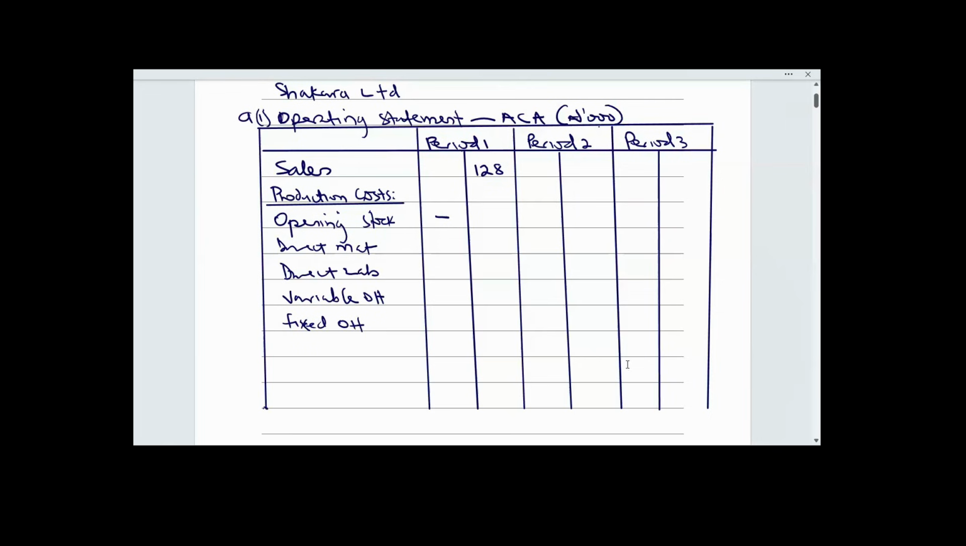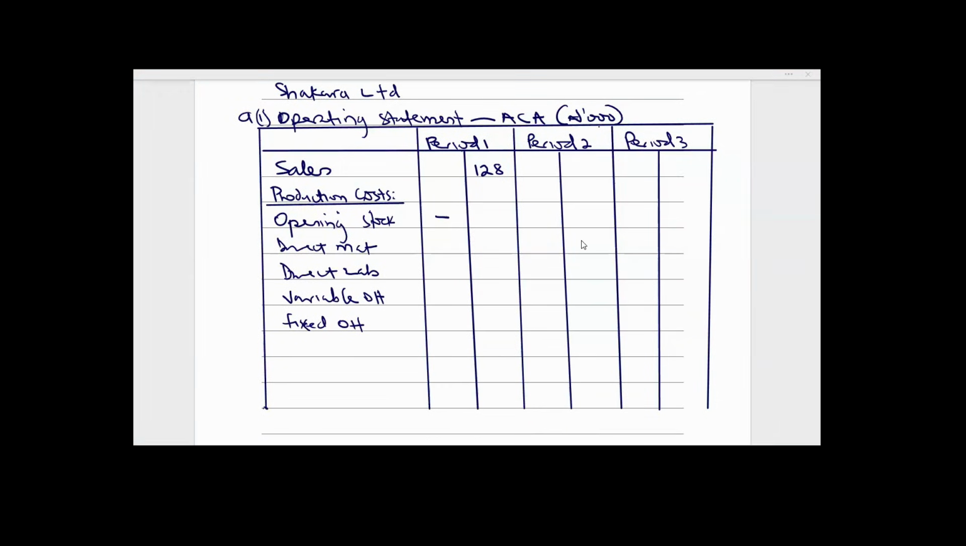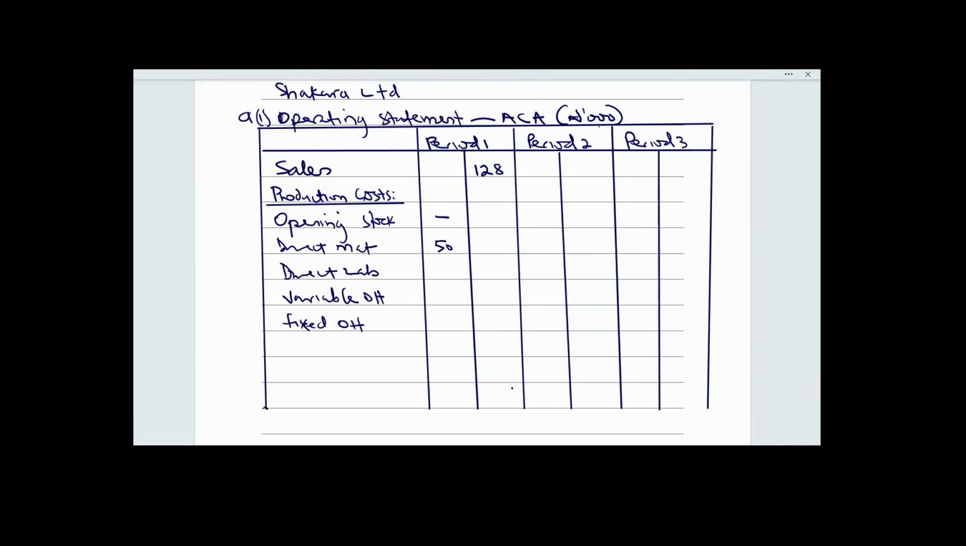So let's then go back to the question. Yes, we want to determine direct material cost. So the direct material per unit is 5 naira. How many units were produced in the first period? The company produced 10,000 units in the first period. Therefore, 10,000 multiplied by 5 naira will give us 50,000. Then under direct labor, what is direct labor per unit?